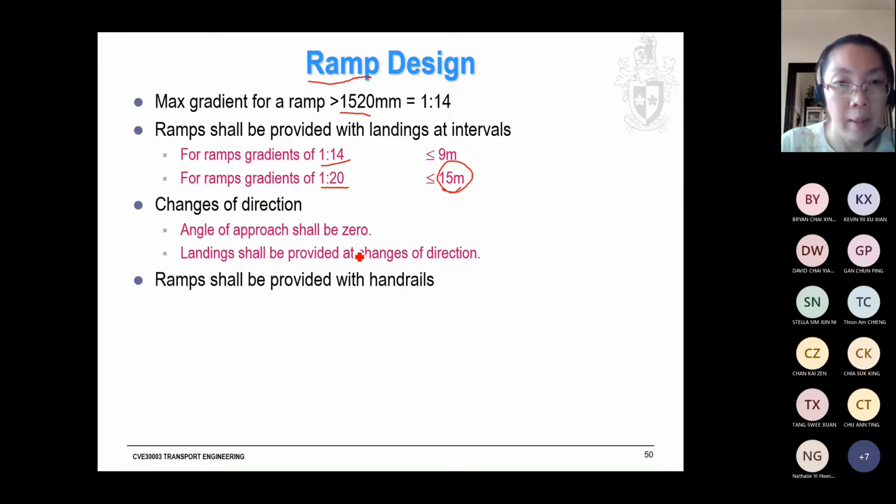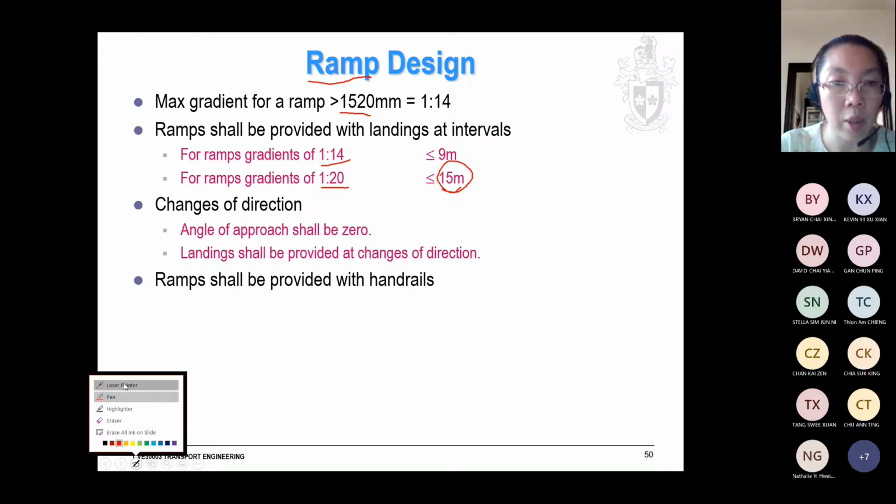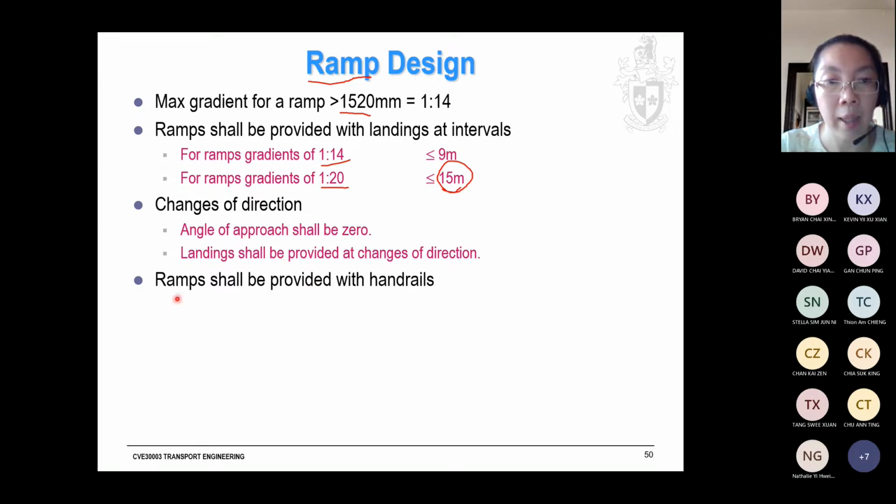So changes of direction, angle of approach is usually zero. Landings shall be provided at changes of direction. And for ramps, it shall be provided with handrails. Walkways, you don't need to have handrails.